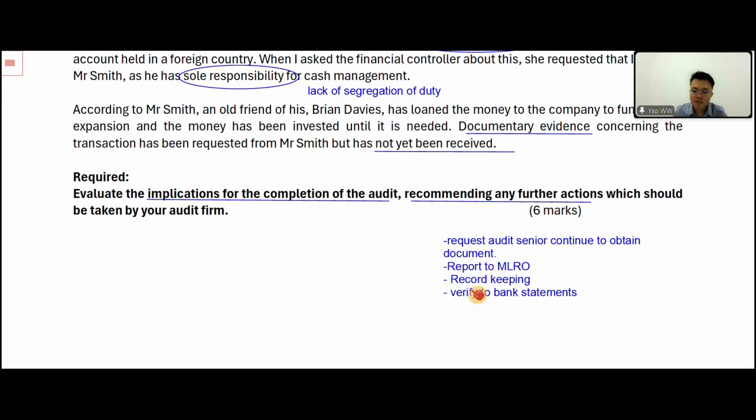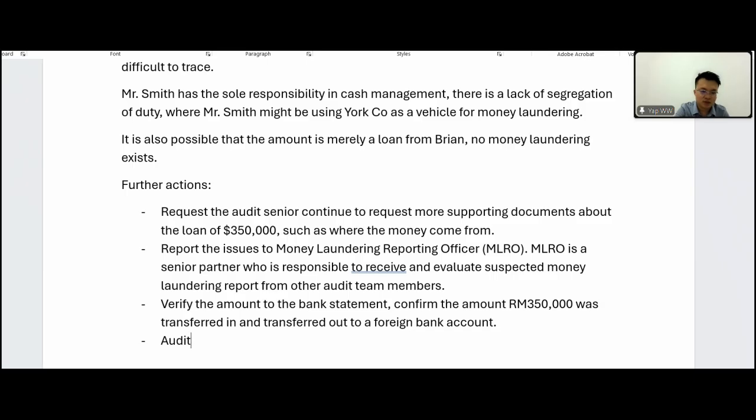And lastly, yeah, record keeping. So audit firms should make sure proper record keeping for the evidence obtained. Okay, keep proper records up to 5 years so that they are able to protect themselves if anything goes wrong. Right, I have done with more than 6 marks requirement. This is how we write the answer.